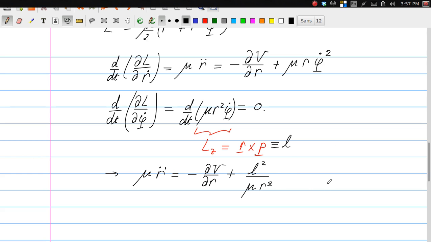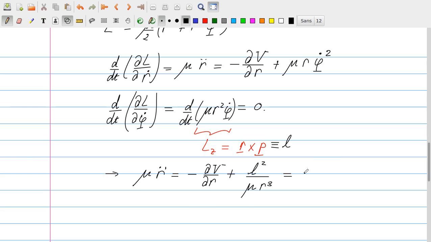And so let us, as a final step at this stage, try to write this as the gradient of just a single potential, because that's possible. We can write this as V(r) in parentheses, and then we would get a plus l squared over 2 mu r squared.